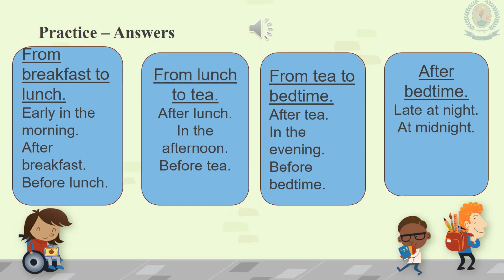Practice B. You have to sort out the answers under the correct headings. From breakfast to lunch, from lunch to tea, from tea to bedtime, after bedtime. So children, I hope you would have sorted them out under the correct heading, because it is easy for you to know the time mentioned here, like tea, lunch, bedtime, midnight. So hope you would have answered the questions well and you would have understood the lesson.